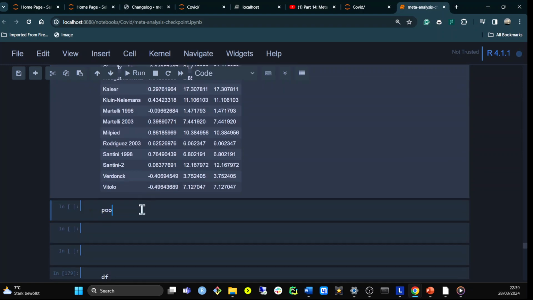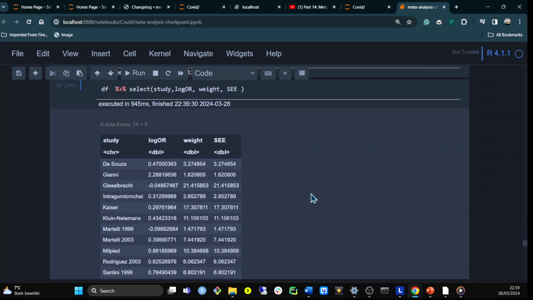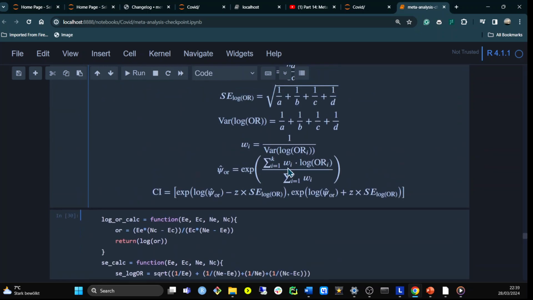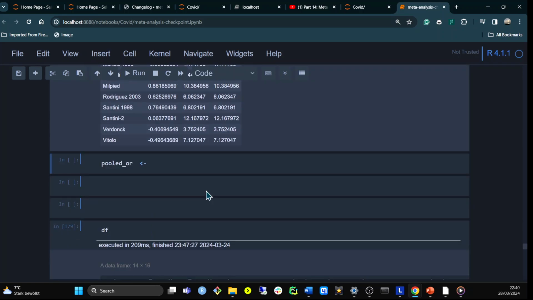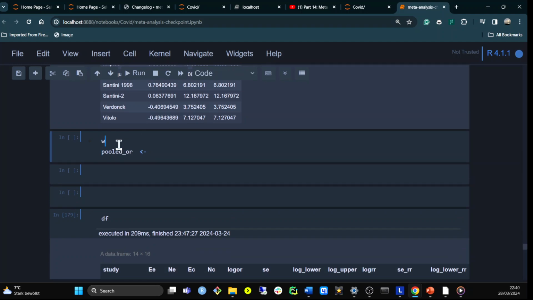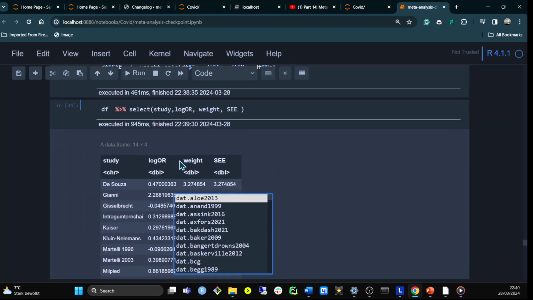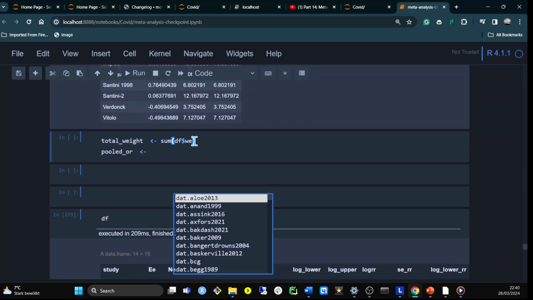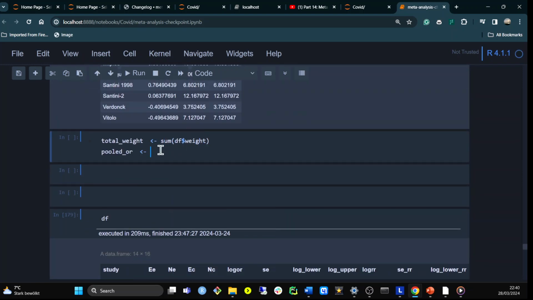For the pooled odds ratio, the formula is here. We take the sum of the weight times the log odds ratio, and then we divide it by the summation of weight. Let me calculate the sum of weight first, the total weight. I calculate it this way: sum of df weight. If I run this and print it, I will get the total weight.